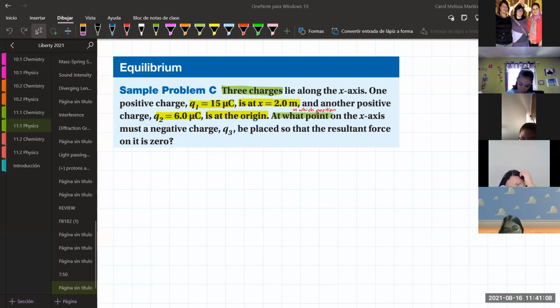First of all, the problem here is not giving you a sketch. You have to do it. So we're going to focus on the axis. It says that the three charges lie along the x-axis, okay? So I will locate an x-axis first of all, okay? It's gonna be right here.